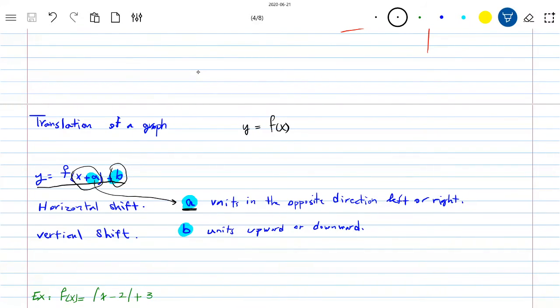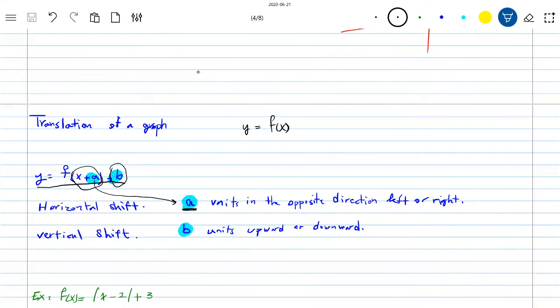How about if you make a change outside the function? If you add a 3 at the end, then the graph will shift up or down, so it would be a vertical shift. You'll have 3 units upward, or if it's minus 3, shift 3 units downward.